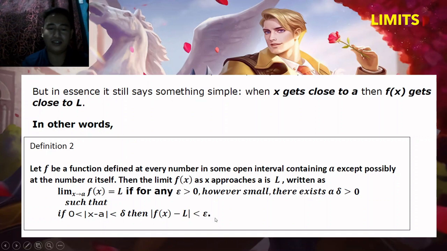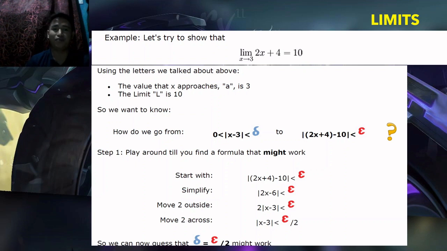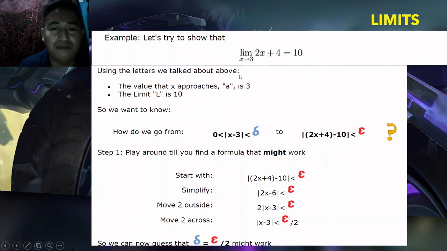Okay. So to see this more easily, let's do an example. Let's try to show that the limit of 2x plus 4 as x approaches 3 is equal to 10. Using the letters we talked about above, the value x approaches, a, is 3. Right? As x approaches 3. And then the limit L is equal to 10.